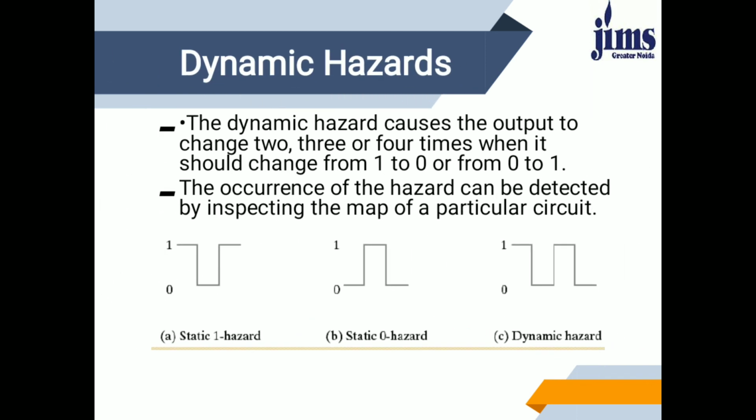Now, what are dynamic hazards? As I have told you, static hazards are what? It will go momentarily from 1 to 0 or 0 to 1. But in dynamic hazard, as in this C, it will go from 1 to 0, then 0 to 1, then 1 to 0, and again it will change. So dynamic hazard causes the output to change 2 or 3 times when it should change from 1 to 0 or from 0 to 1. So the occurrence of hazard can be detected by inspecting the map of a particular circuit.